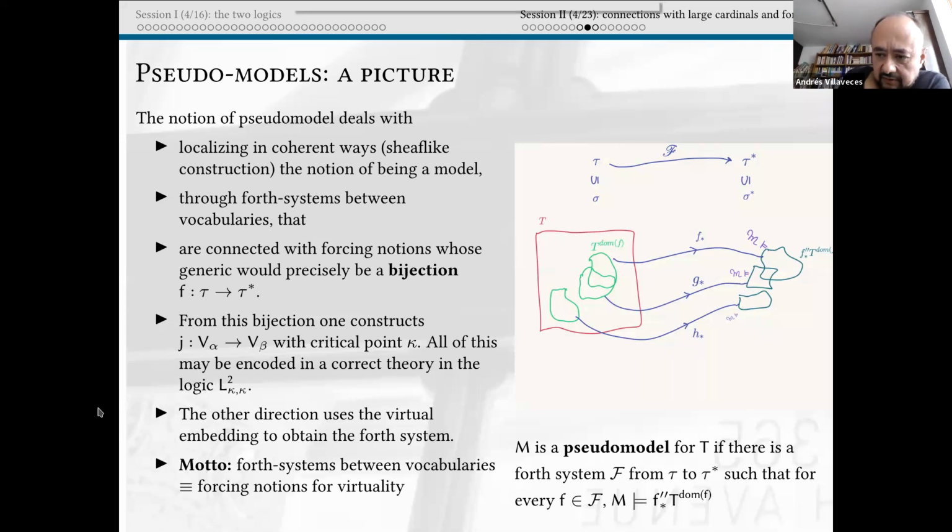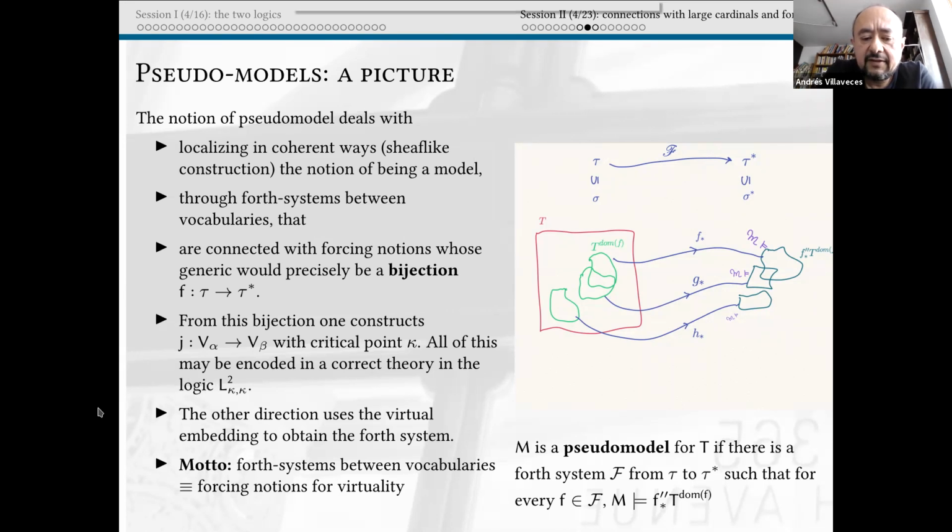I just want to describe it here. So what you have is you weaken the notion of a model, and then things will happen in the forcing extension. So the motto here is that fourth systems between vocabularies somehow correspond to forcing notions that will bear witness for the virtuality of the cardinal. This is an oversimplified motto. If you look at the paper, you know that there is much more subtleness behind this.